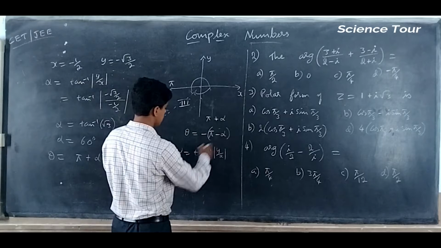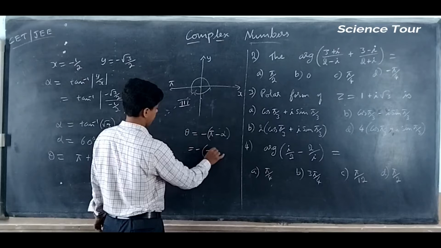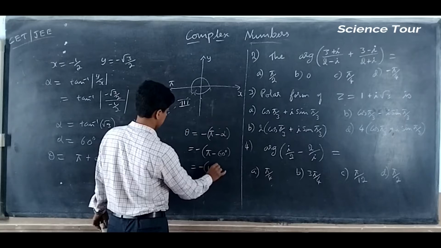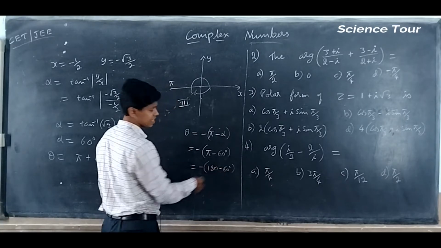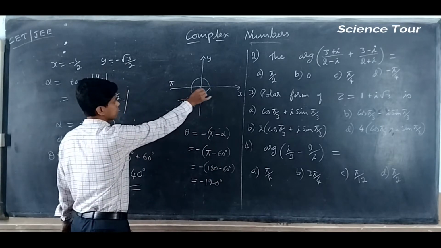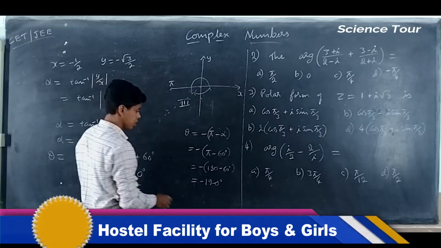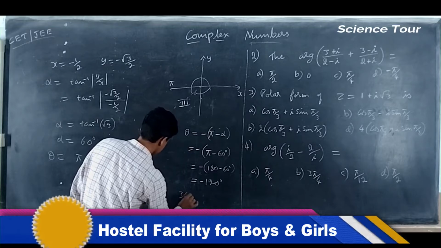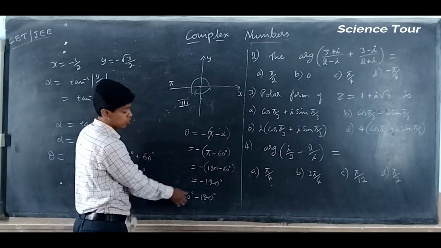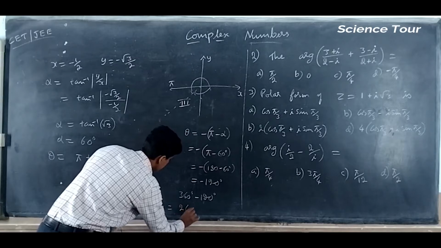If you are going for this, then that will be minus of pi minus 60, is it not? So that is minus of 180 minus 60. 180 minus 60 is 120, so that is minus 120 degree. So this place is minus 120. Add 360, you come back to the same position. So finally, you are adding 360, or minus 120 plus 360. That's the way you have to understand. So that is equal to 240 degrees.